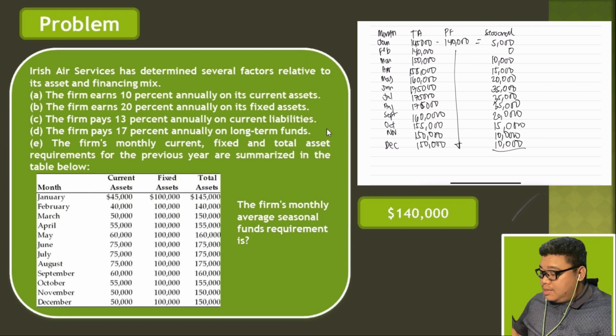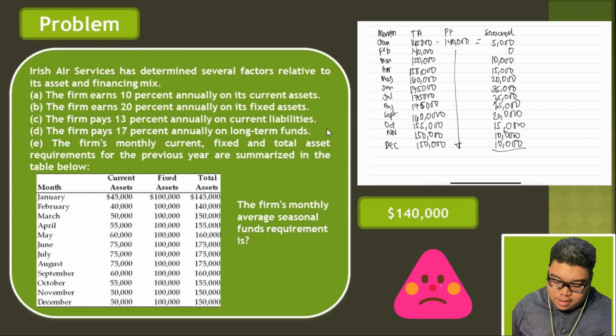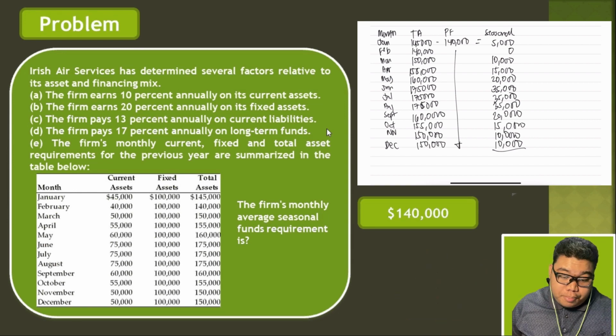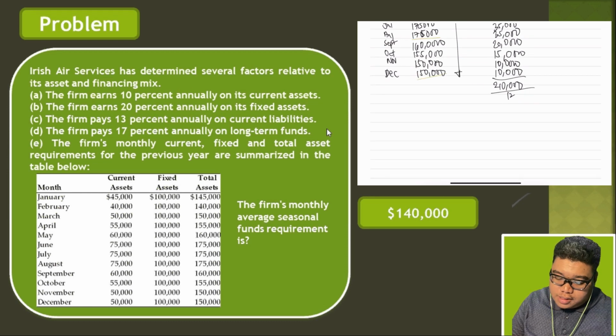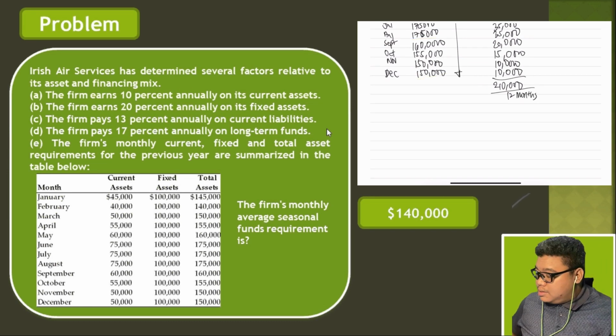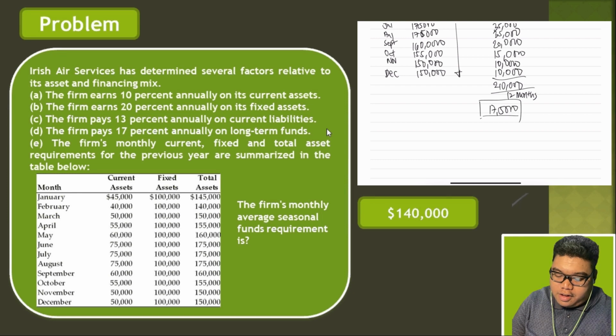So you would get the total of this: 5,000 plus 0 plus 10,000 plus 15,000 plus 20,000 plus 35,000 plus 35,000 plus 35,000 plus 20,000 plus 15,000 plus 10,000 plus 10,000. And that would be 210,000. So 210,000 divided by 12 months is 17,500. So this is your average seasonal funding requirement. This would be used moving forward in our calculations.